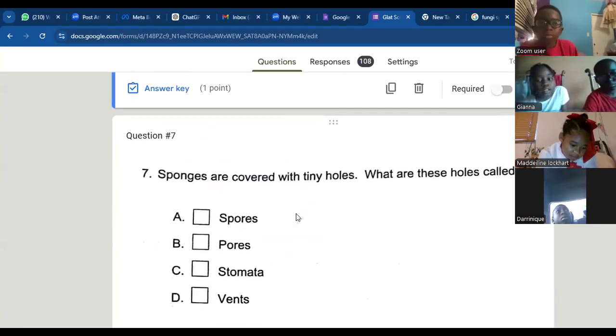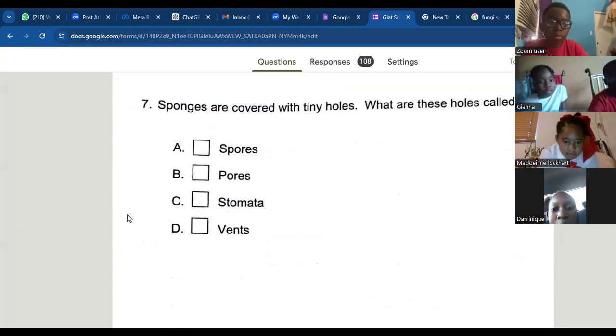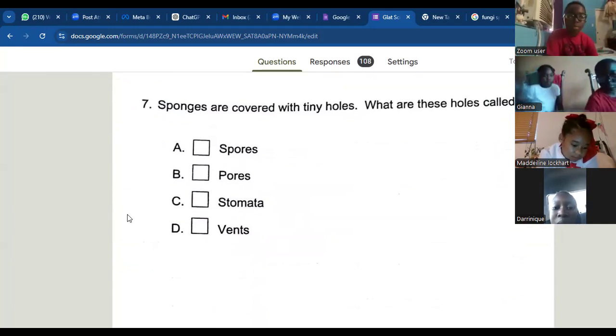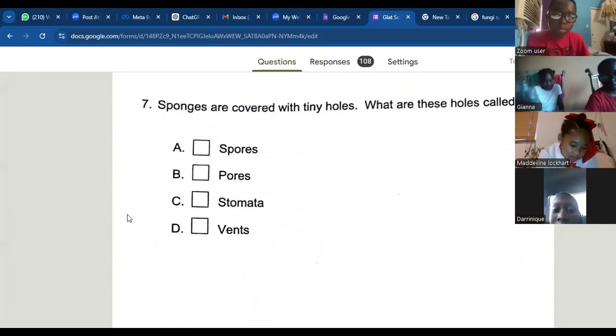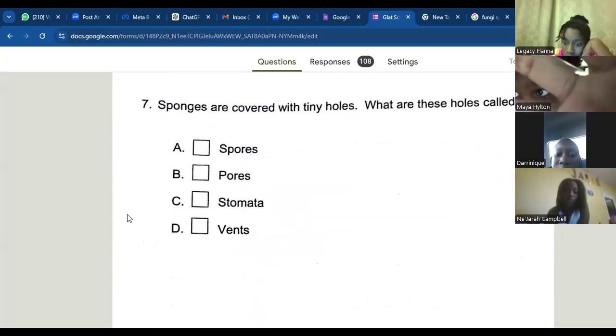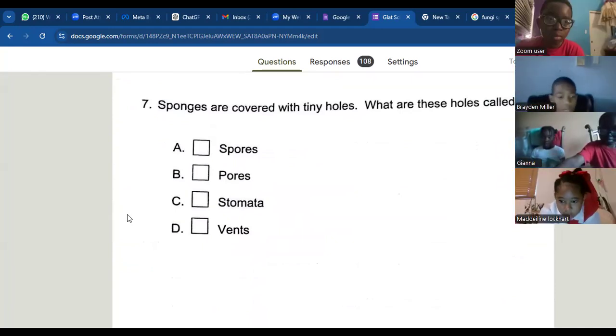Yes, sir. All right, number 7. Darren, can you read number 7 for me? Sponges are covered with tiny holes. What are these holes called? A. Spores. B. Pores. C. Stomata. Or D. Vents. Put your answer beside the chart for me, please. What are the holes in sponges called?